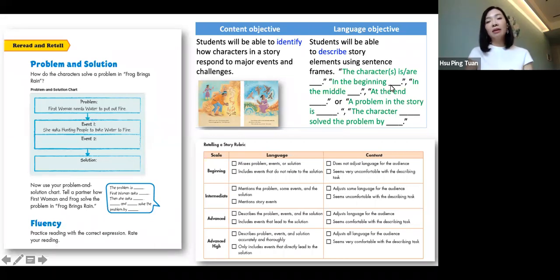And for their language, whether they are able to use a sentence frame to retell the story or not, or whether they are not able to retell the story very completely. So you can use a rubric to tell students how well they did. By doing so, students know how they can improve next time. Because they will get the rubric and they know, for advanced high students, what kind of goals you want them to be able to achieve.